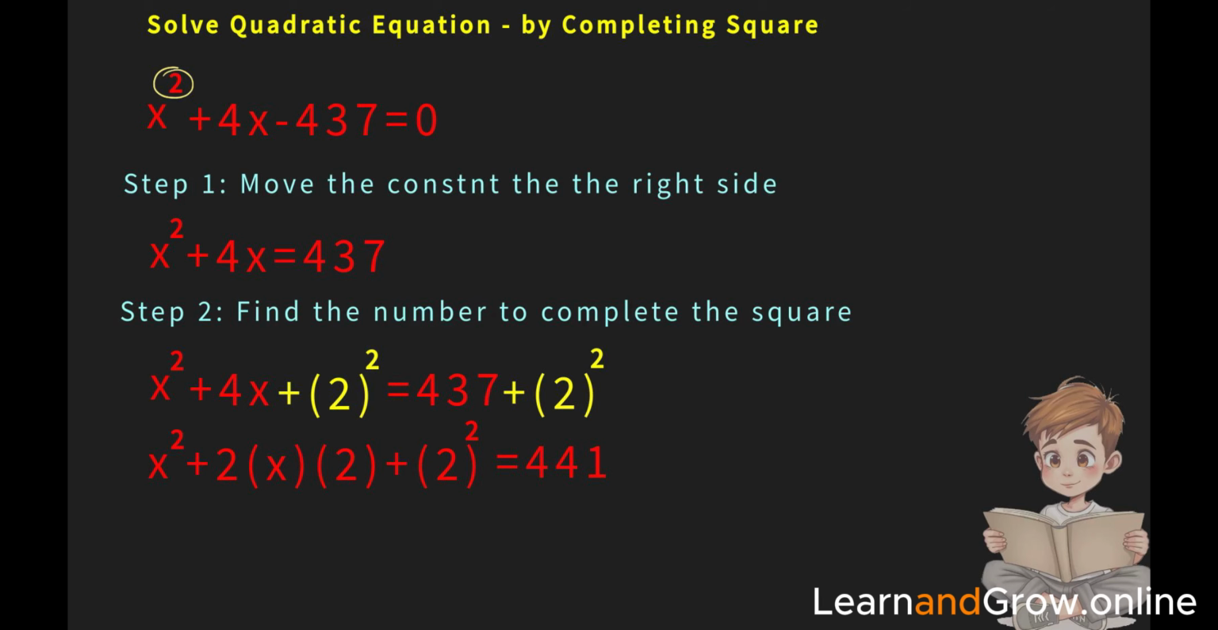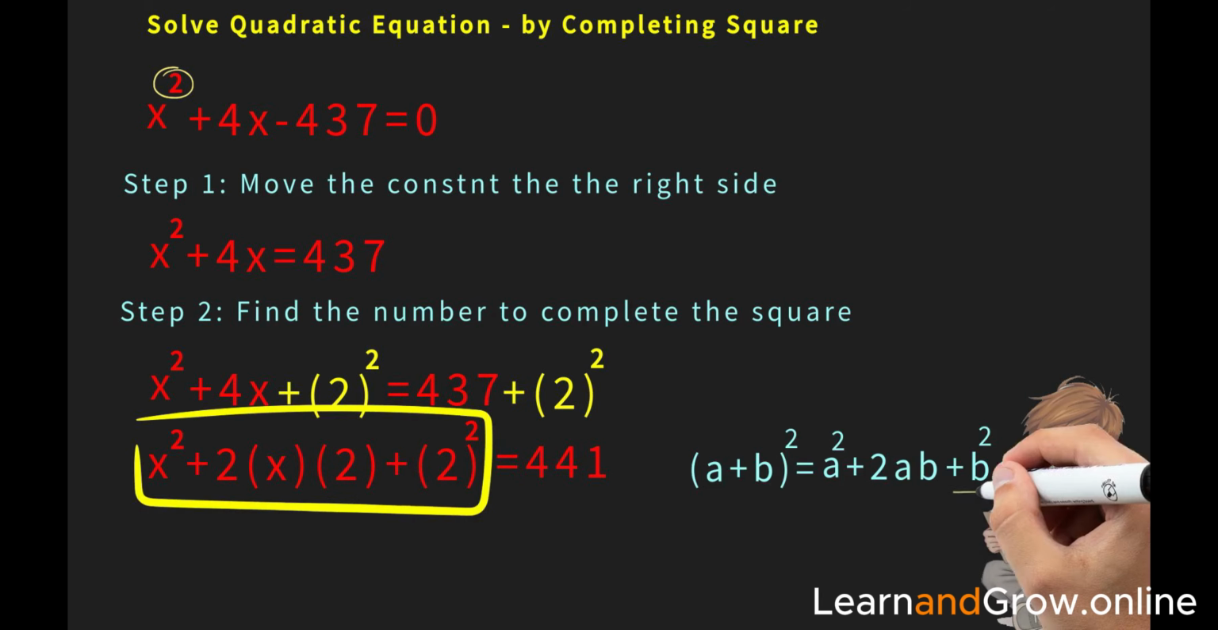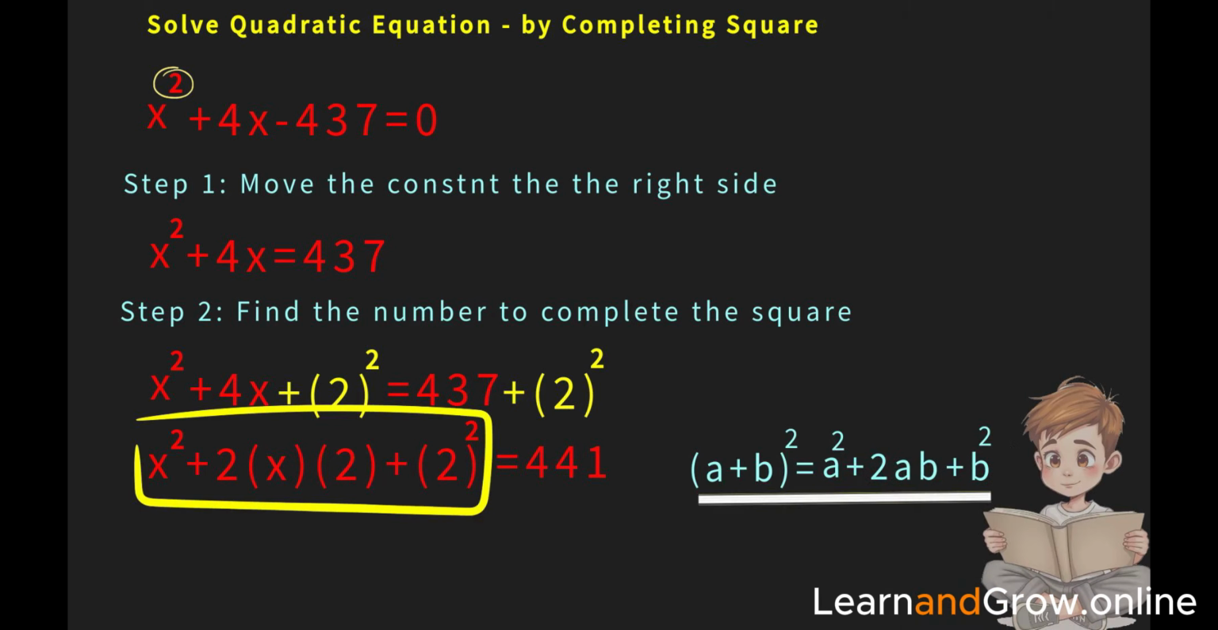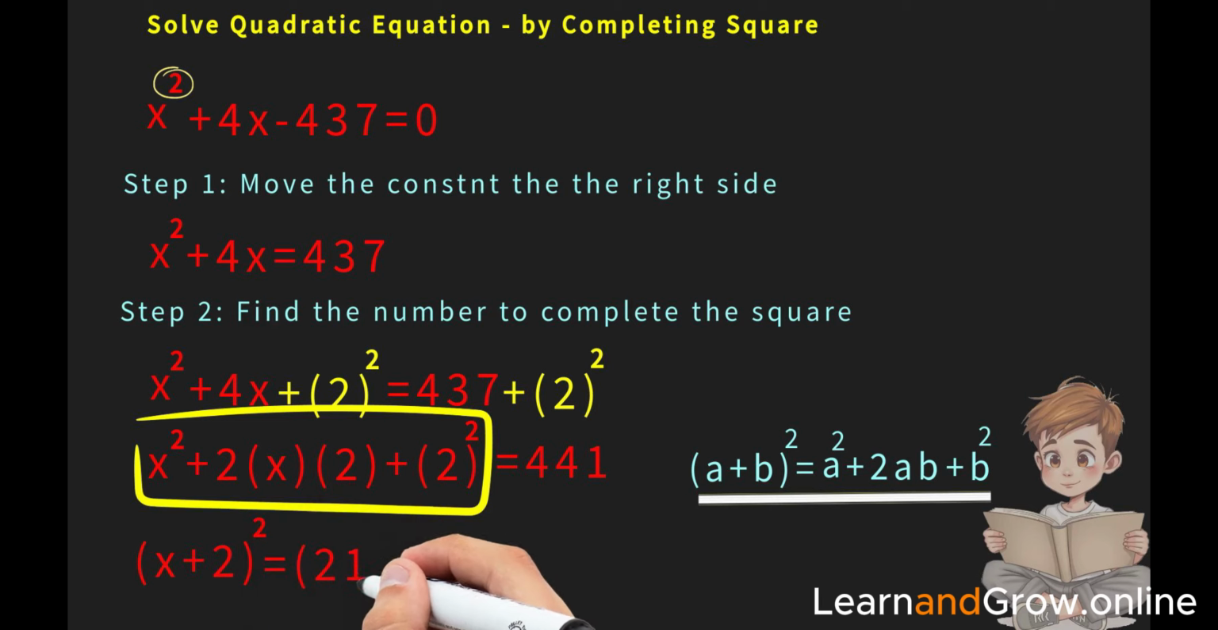Now let's compare our equation with the standard formula. X squared plus 4x plus 2 squared can be neatly written as x plus 2 squared, and 441 can be written as 21 squared.